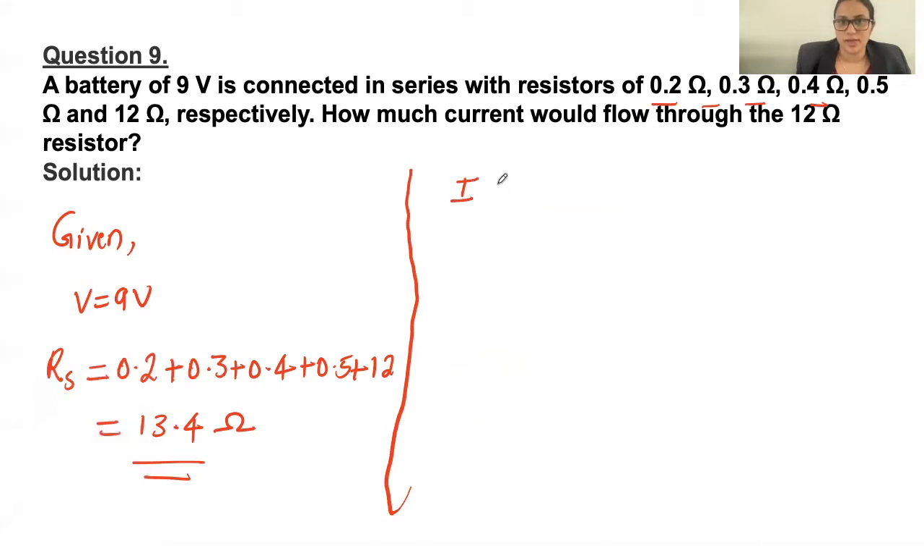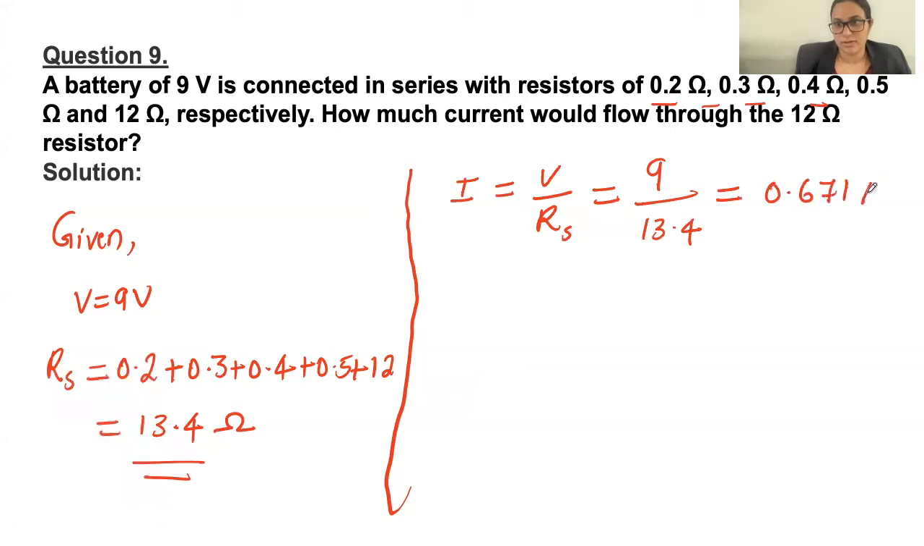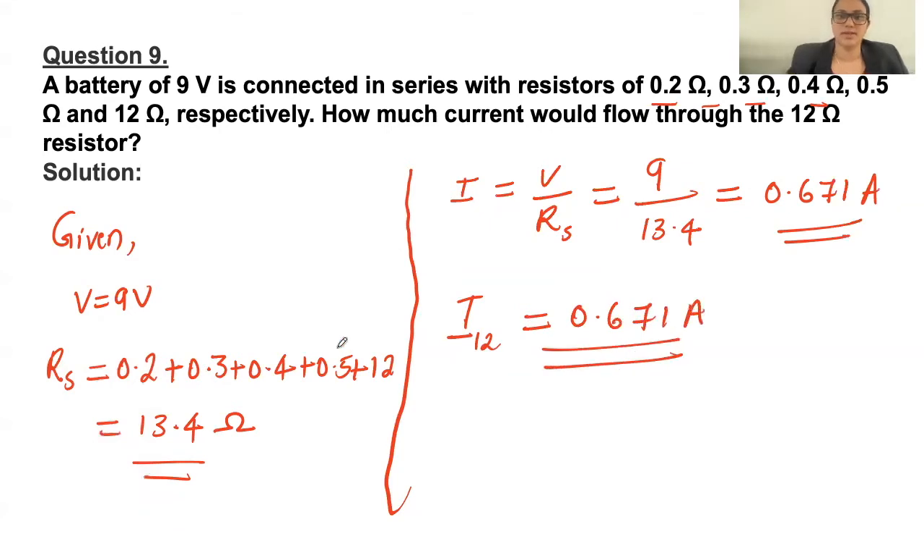So V is equal to IR, or I is equal to V by R. So voltage is given, 9 divided by resistance in series. So what we get? Answer is 0.671 ampere. So what is the current flow through 12 ohm resistor? We know that the current is same at every part of the circuit. So the current flowing through 12 ohm resistor will be what? It is same, 0.671 ampere. That is the final answer.